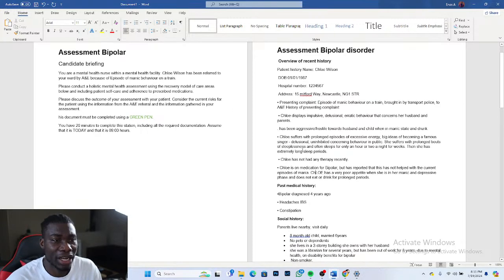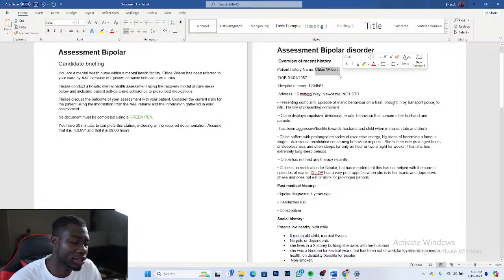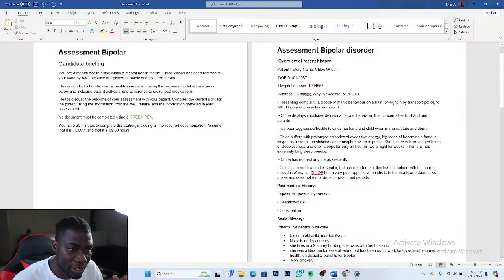Now let's look at the second document that they give. They have given an overview of the recent history. As you are seeing here, the patient name is Chloe Wilson. The date of birth, by the way, this is not a name of any patient, it's just for education purposes. The date of birth is 01/01/1987. Then we have a hospital number of 1234567. The address is 15 Mitford Way, Newcastle, NG1STL. So this is the biodata of the patient.